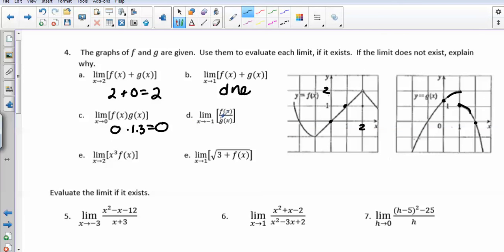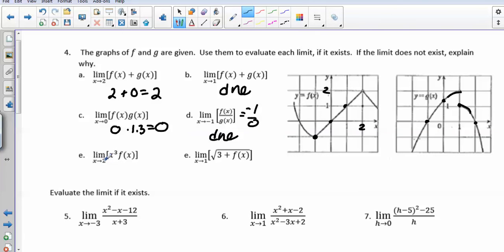The limit as x approaches -1, so -1's down here. On the left side, it seems to be -1. And on the right side, it seems to be -1. So the limit as x approaches -1, let's see. I get -1 over 0. Well, -1 over 0 is an undefined value. So because f of x over g of x is undefined, we're going to say that this limit does not exist.